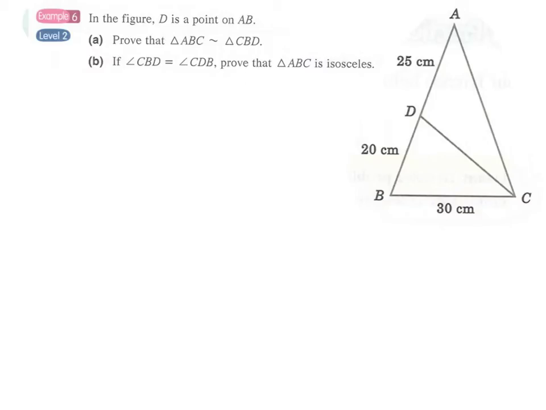Now we come to example 6. In the figure, D is a point on AB. Prove that triangle ABC is similar to triangle CBD. Note that triangle ABC is not given as an isosceles triangle. Not given, although it looks very much like an isosceles triangle, but this is not a given condition. And now we have to prove this big triangle ABC is similar to this smaller one, CBD.